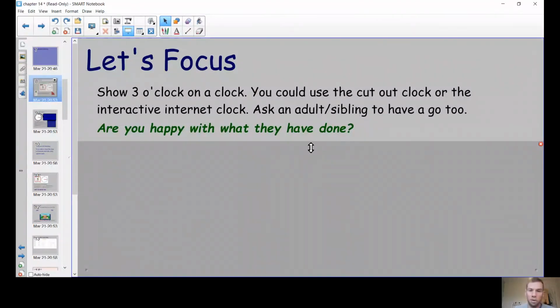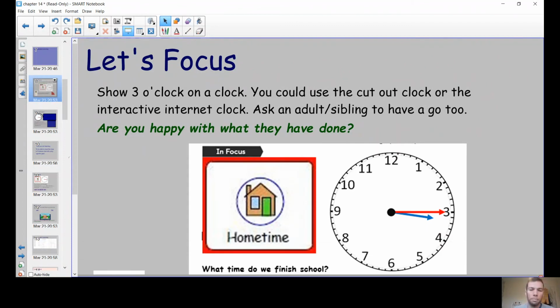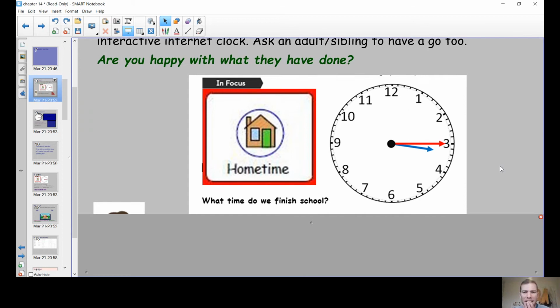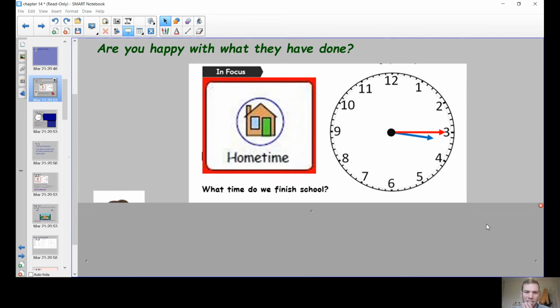So after you've had a go at making your 3 o'clock, we're going to move on to our in focus task. Now I know some of us are not at school at the moment, but if we were, I want you to think about this. What time do we finish school? It tells us on this clock here, but how do we read this time? What does this time say? Well, I think both kind of pointing towards the 3. I wonder what you think.